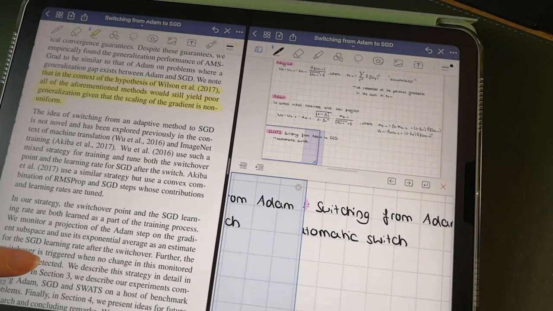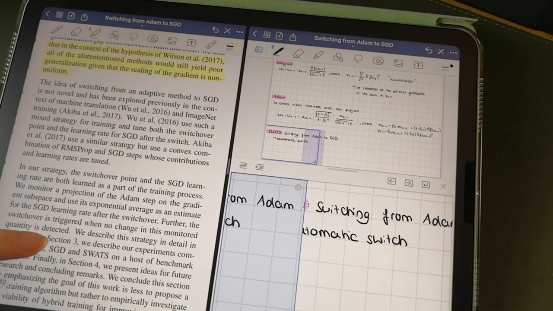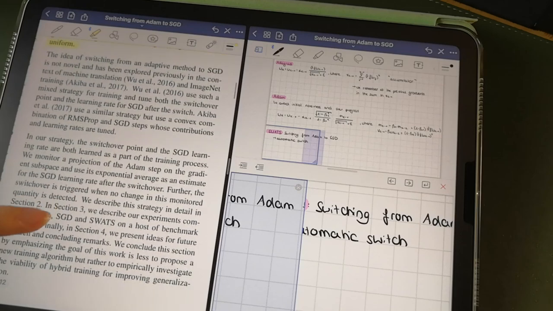The idea of switching from an adaptive method to SGD is not novel and has been explored previously in the context of machine translation and ImageNet training. Wu et al. 2016 used such a mixed strategy for training and tuned both the switchover point and the learning rate for SGD after the switch. Akiba et al. use a similar strategy but use a convex combination of RMSprop and SGD steps. Both contributions and learning rates are tuned.